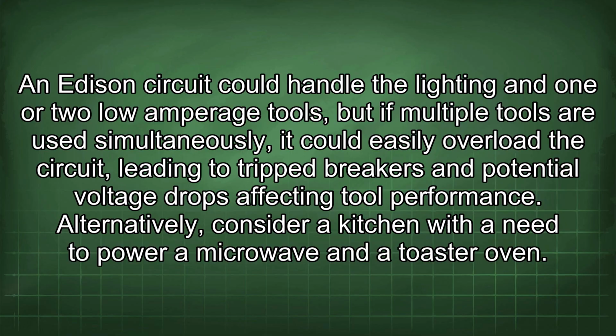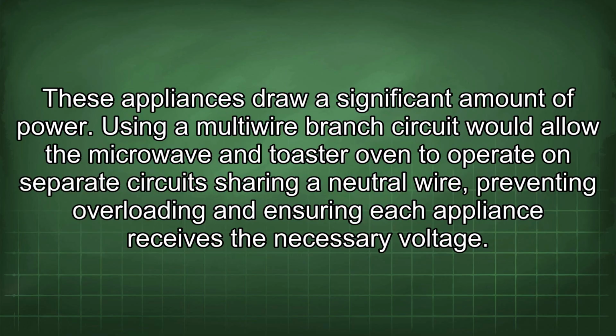Alternatively, consider a kitchen with the need to power a microwave and a toaster oven. These appliances draw a significant amount of power. Using a multi-wire branch circuit would allow the microwave and toaster oven to operate on separate circuits sharing a neutral wire, preventing overloading and ensuring each appliance receives the necessary voltage.